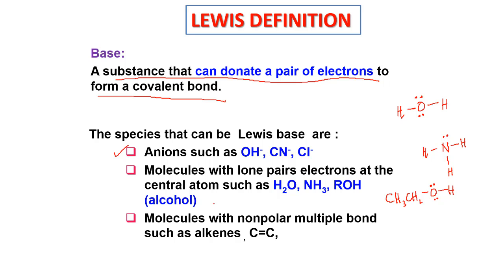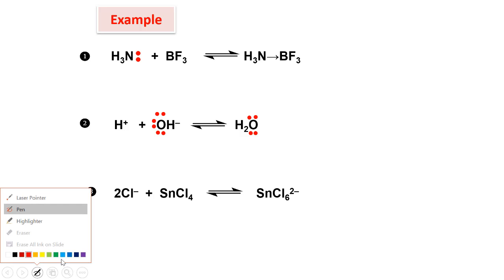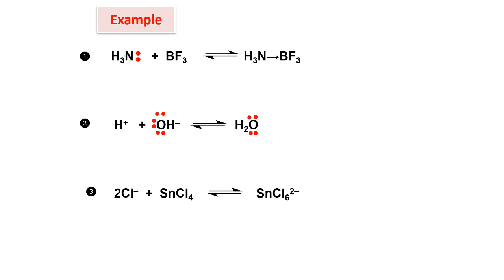Okay, and molecules with non-polar multiple bonds such as alkenes. Okay, molekul-molekul yang mempunyai double bond atau triple bond yang non-polar. Contohnya macam alkenes tadilah, carbon-carbon double bond. Okay. So now look at this example. Alright. Okay, kalau awak tengok pada contoh ini. Okay. Ammonia and boron trifluoride. Jadi kalau you tengok, bila ammonia reacts dengan boron trifluoride, dia form satu covalent bond yang kita panggil dative bond. Nampak kat sini dative bond. Macam mana tahu? Sebab kita nampak arrow kat situ.